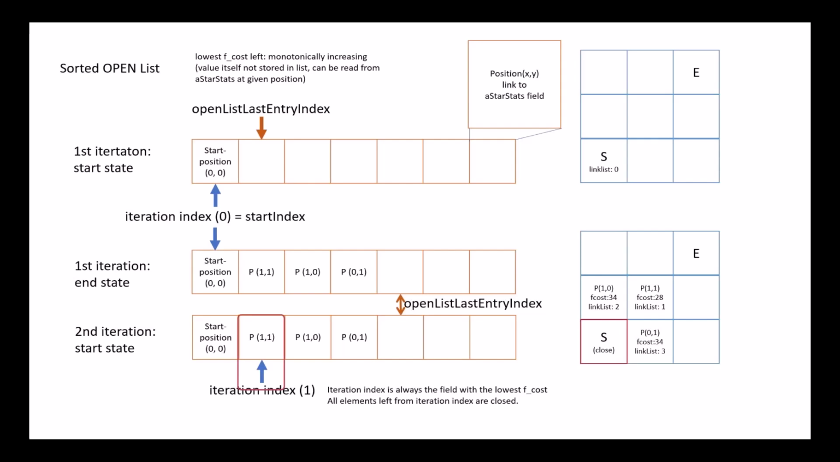At the beginning of the next iteration, the algorithm can just take the element from the next index from the open list, now 1, and continue the same steps from here. With this, no further searching or sorting is needed. This implementation reduces the amount of comparisons to a minimum.